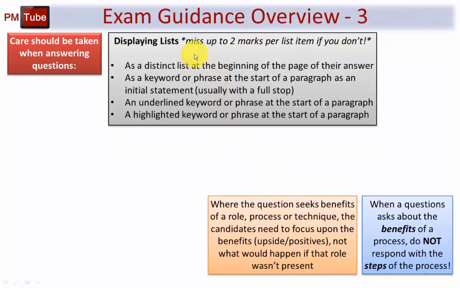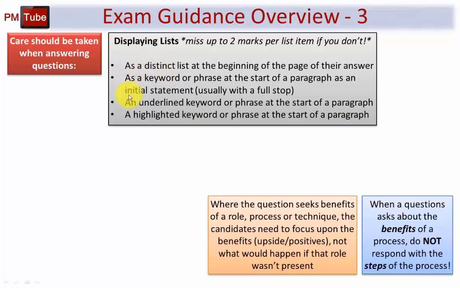Displaying lists. You can, as I've mentioned previously, miss up to 2 marks per list item if you don't display them. You can do it either as a distinct list at the beginning of the page of your answer, or as a keyword or phrase at the start of a paragraph, as an initial statement, usually with a full stop. Displaying a list can be an underlined keyword or phrase at the start of the paragraph, or it can be a highlighted keyword or phrase at the start of a paragraph.